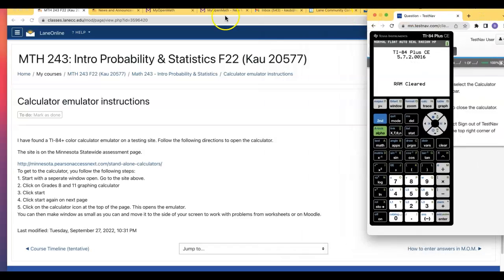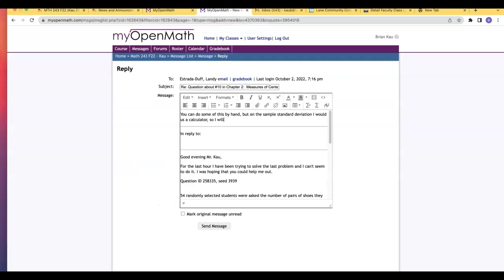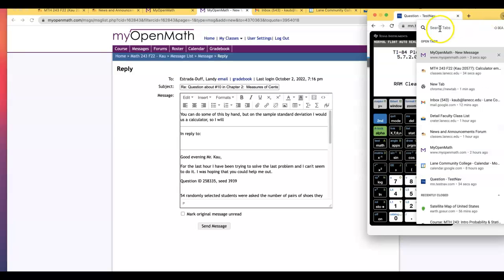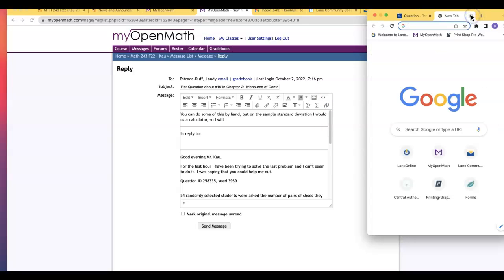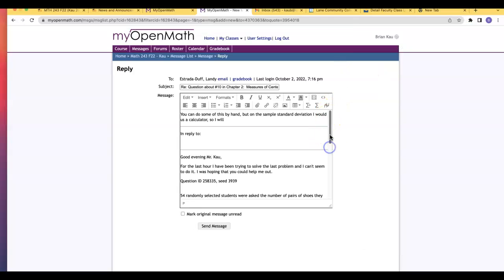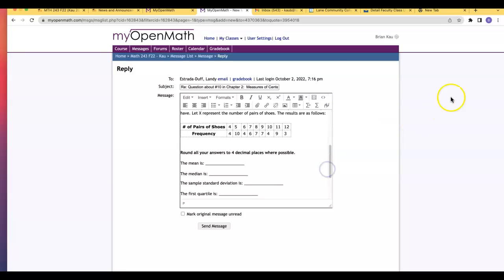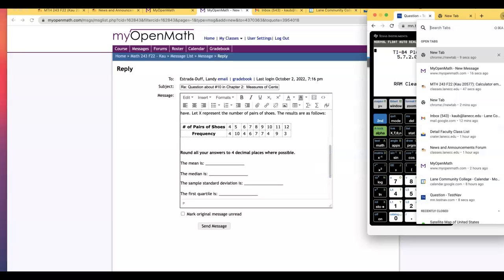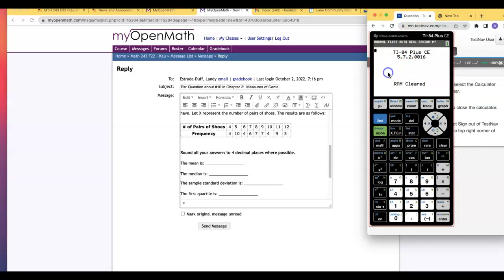Okay, so there's the calculator. Here is the problem. Let's go back to the problem. All right, so now that's all ready to go. Here's the problem. Okay, so what we're going to do is stick this into the calculator. We push stat, edit, so that's just number 1.